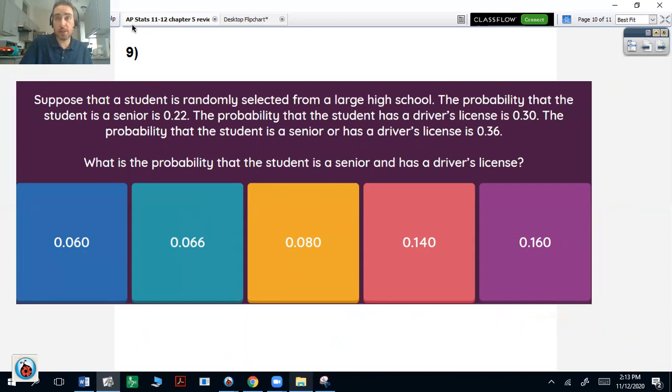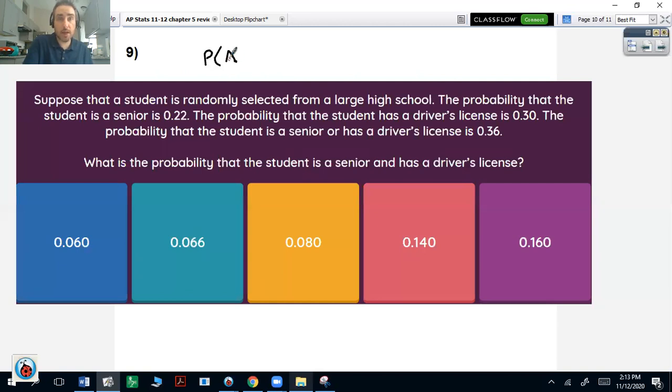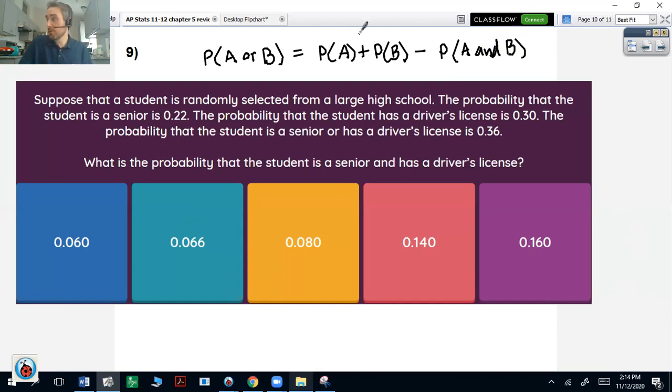Remember this formula here for probabilities. We would say the probability of an event A or B happening is the probability of each individual event happening minus the probability of them overlapping, so A and B. So that's the generic formula. Add the overall, subtract the overlap, and we can plug in what we have. So we know that the probability of A, senior, we can call senior A, that's going to be 0.22. And we know the probability of driver's license, we'll call that B, is 0.3.